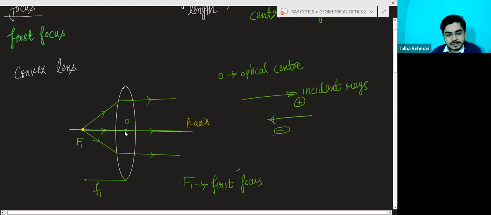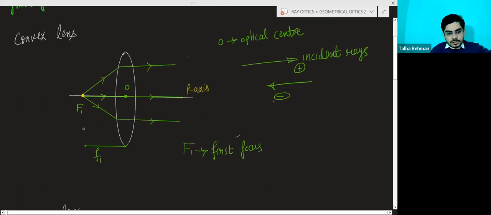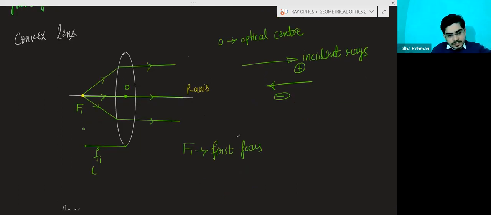Now you can see here, this is the optical center and this is the focus. Now you want to find the focal length, and focal length is this distance, and to measure this distance you have to move from optical center to focus, because all the distances you are measuring from the optical center. So you will measure the distance from optical center to f1. So you are moving in the opposite direction of the incident ray. So this focal length f1, in this case, will be negative.